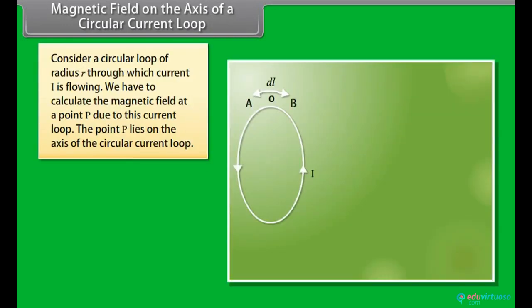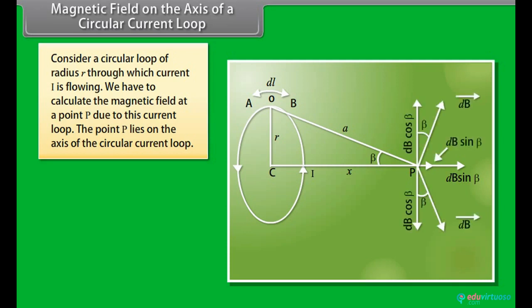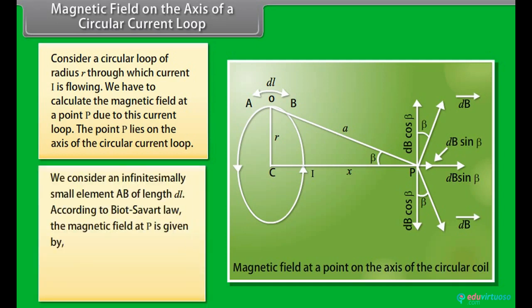Consider a circular loop of radius r through which current I is flowing. We have to calculate the magnetic field at a point P due to this current loop. The point P lies on the axis of the circular current loop. We consider an infinitesimally small element AB of length dl. According to Biot-Savart Law, the magnetic field at P is given by mu naught upon 4 pi multiplied by I dl sine theta divided by A square.